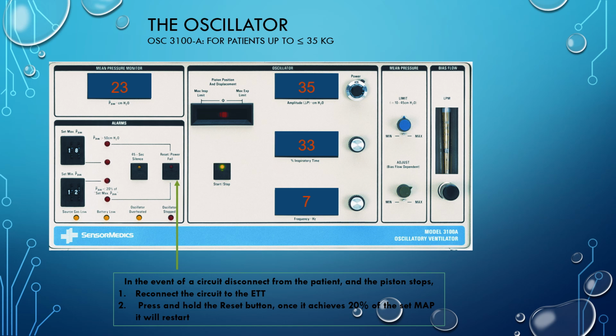In the event of a circuit disconnect from the patient during movement and the piston stops, reconnect the circuit to the ET tube, then press and hold the reset button. Once it achieves 20% of the set mean airway pressure, it will restart.